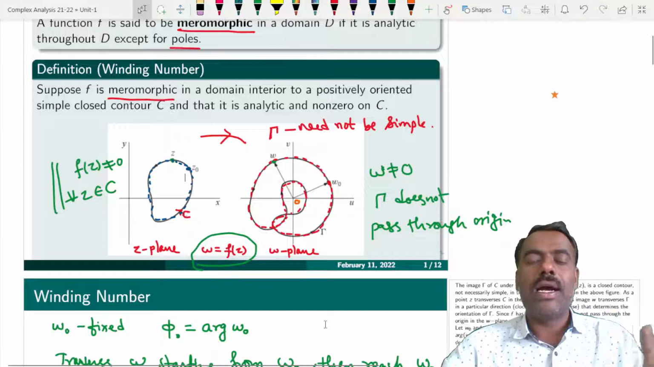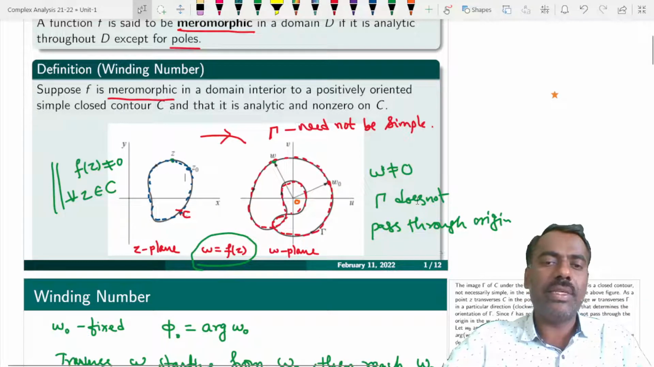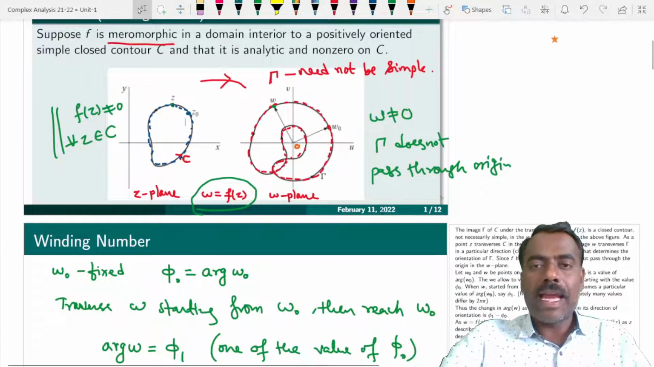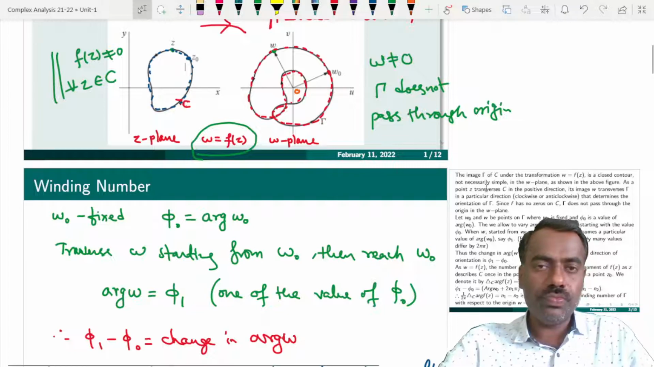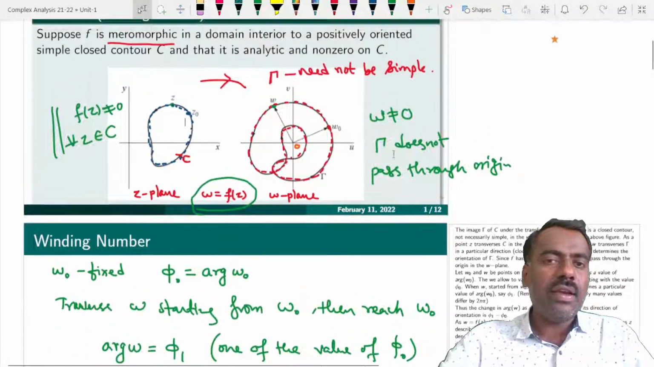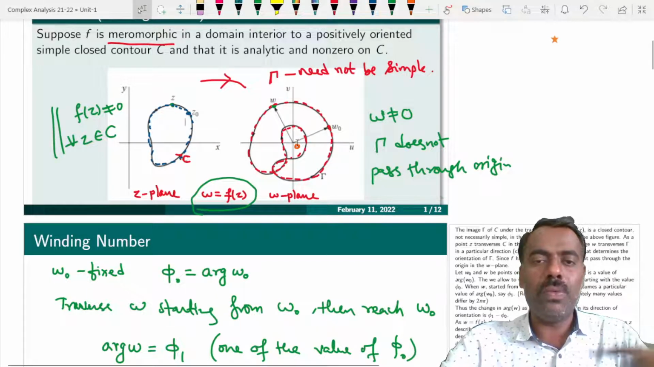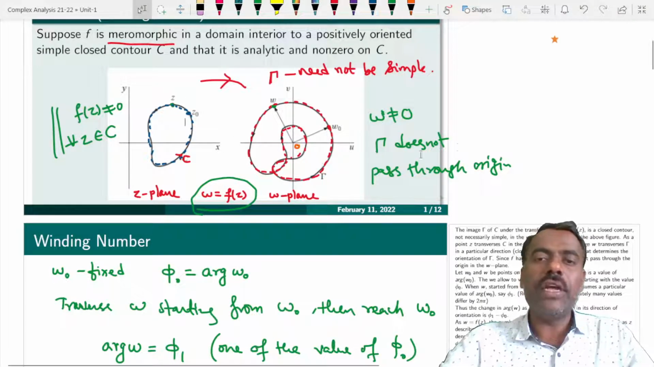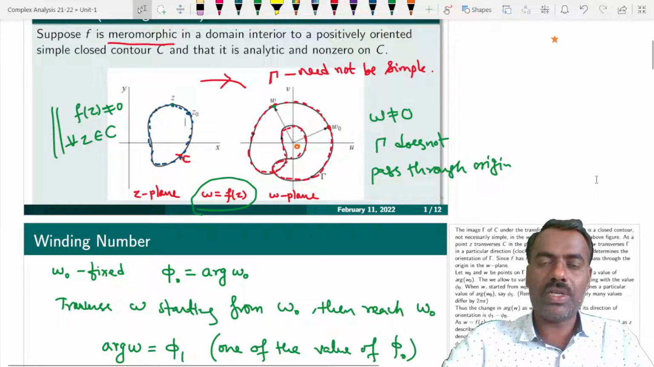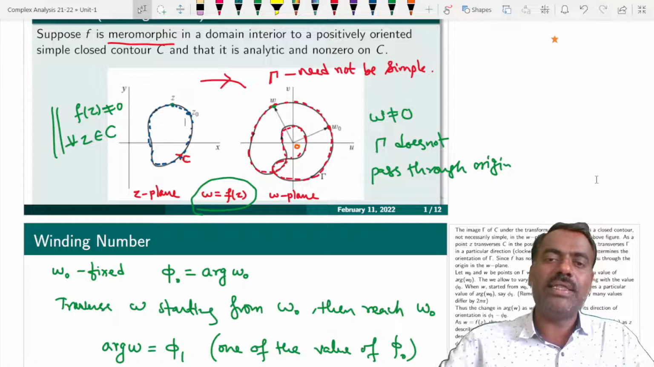That means how many times it revolves around the origin, that is nothing but the winding number, right? I hope this is clear. We can observe that we are talking about how many times it goes around the origin. So if this doesn't revolve around the origin, then the winding number is obviously 0.